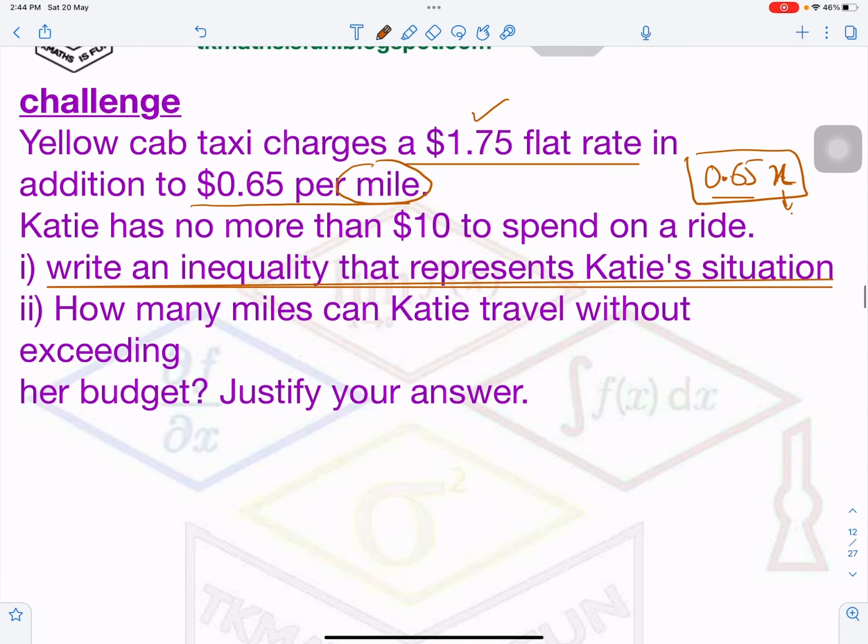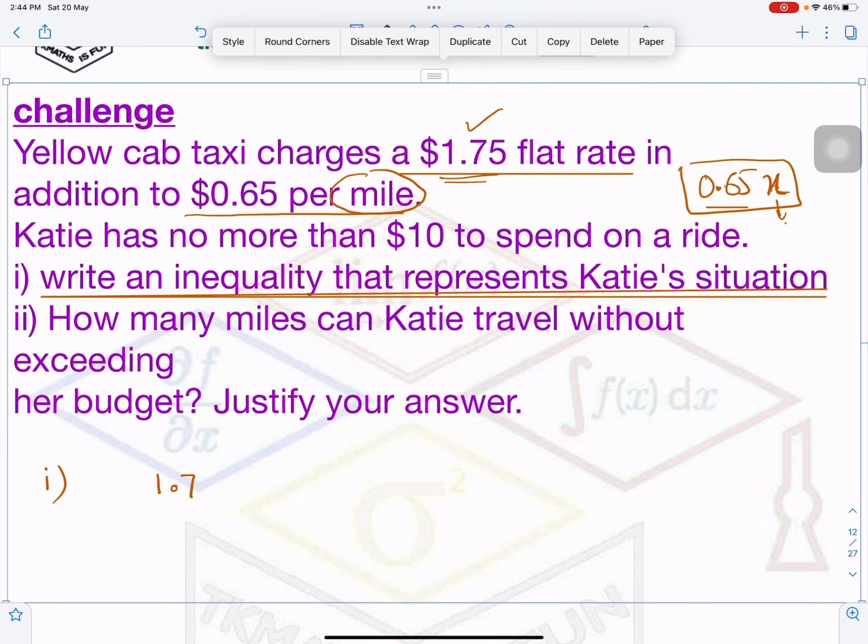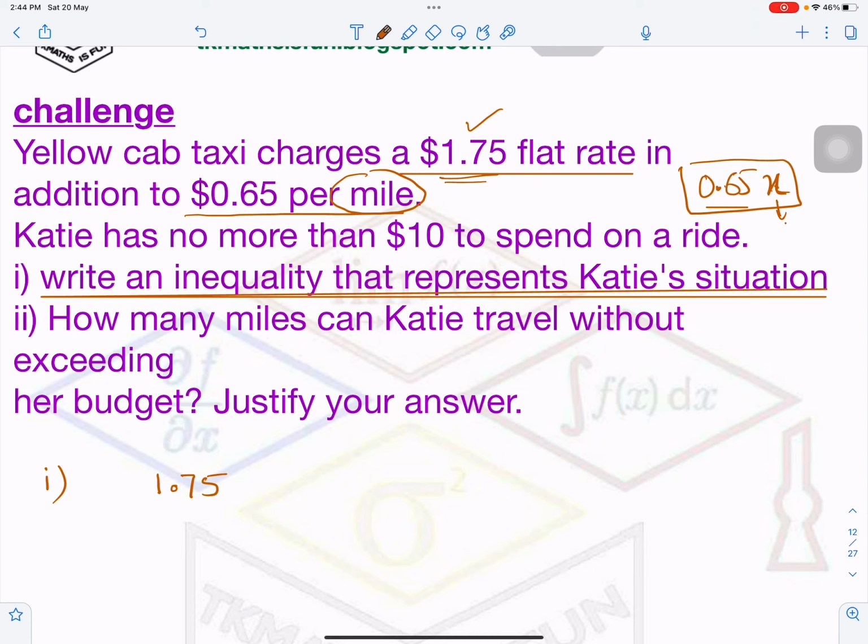Okay, so let's write an inequality here. This flat rate, which I have to pay in any case if I'm going through a cab, will stay as it is. 1.75 plus 0.65 times x, because that is telling me per mile how much I'm paying, right? And this total amount, because this much I'm paying and this much I'm paying, it has to be less than what? $10, because Katie does not have more than $10. So I will write less than or equal to 10.